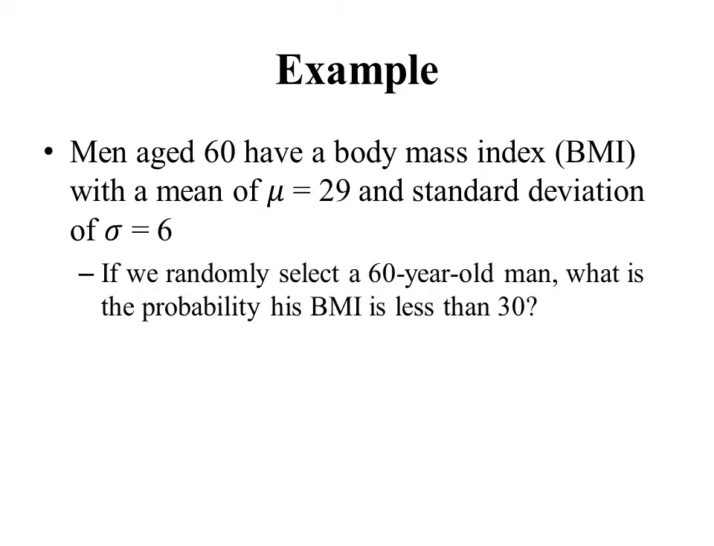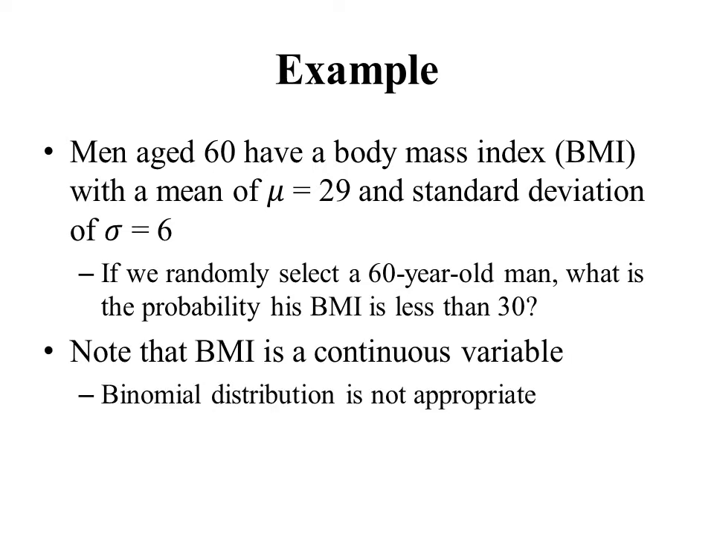Now, a question that we might ask is, suppose we randomly select a 60-year-old man. What's the probability that his body mass index is less than 30? It sounds like a reasonable question we might ask. Well, this sounds somewhat similar to a question that we saw in part C of this lesson, where we used the binomial distribution. But let's make an observation here.